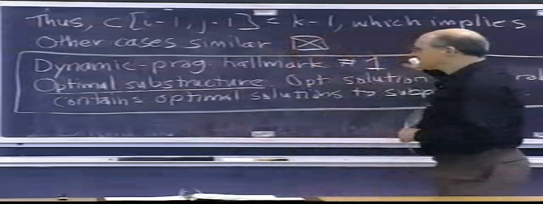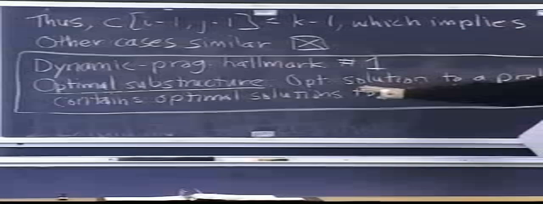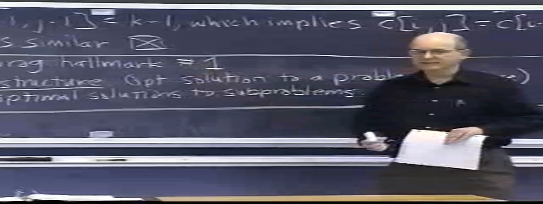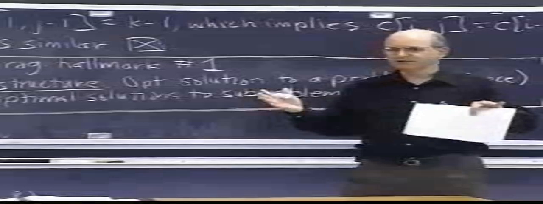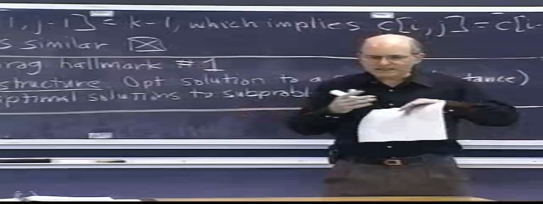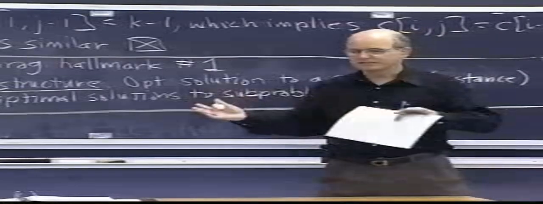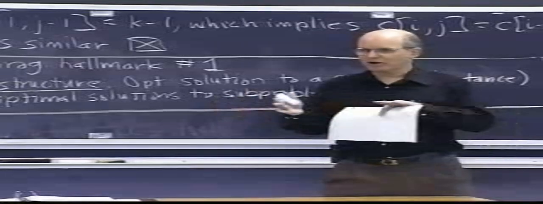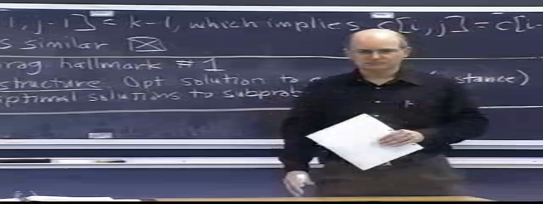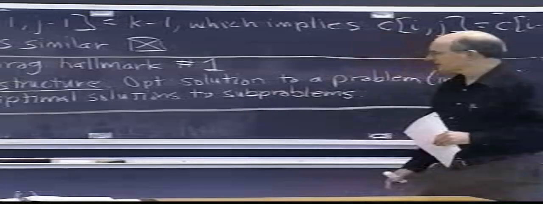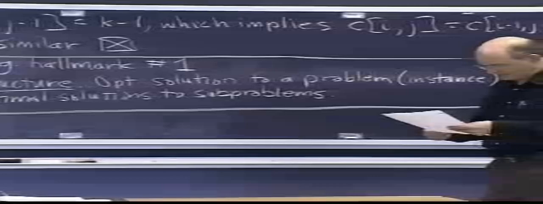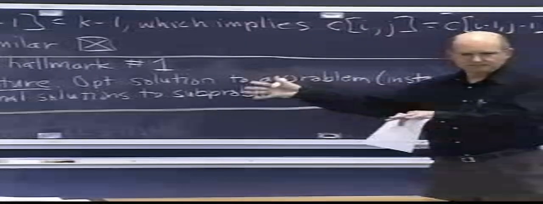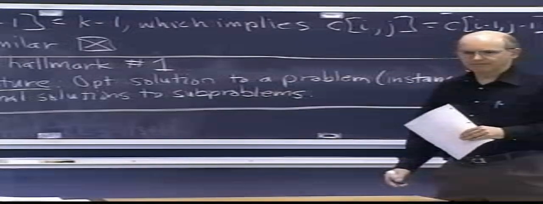So it's going to take us a minute to get to the second hallmark. Is there any question about what I mean by optimal substructure here? The point is that if I look at an optimal solution to the problem, then within that I can find optimal solutions to subproblems. There are going to be other optimal solutions in there of other subproblems that I can set up.